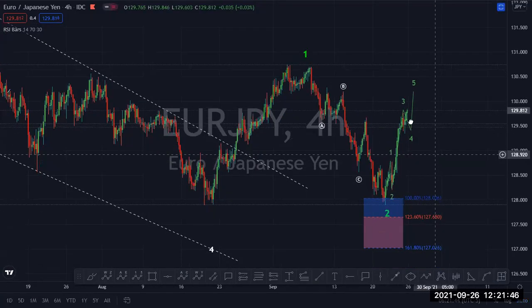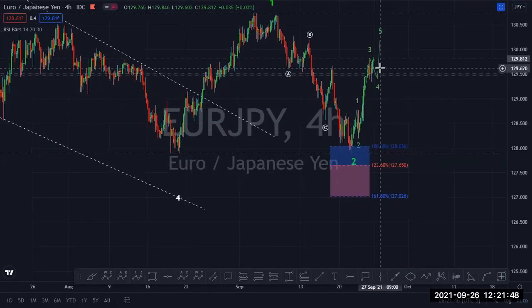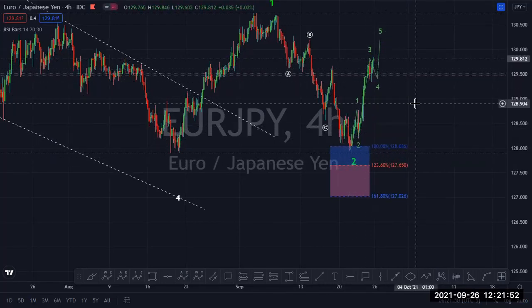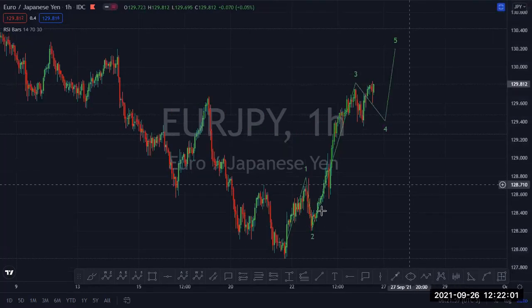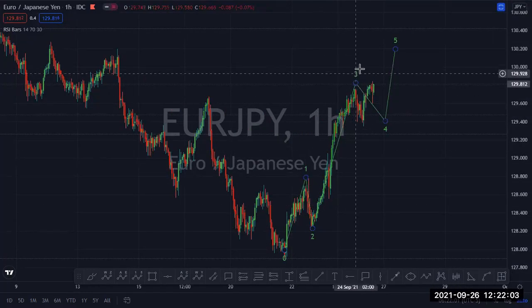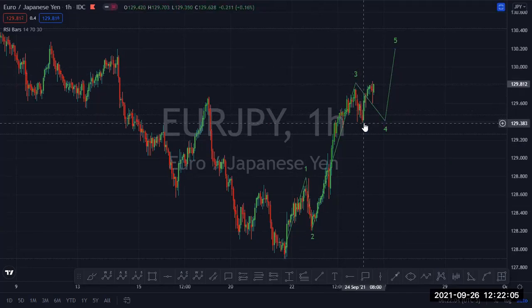So coming down to 4 hours, you can see we are trying to get 5 waves, 1, 2, 3, 4, 5. I think is it clearer on 1 hour? Let's go straight to 1 hour so that we look for when to join the buyers. You can see 1, 2, 3. So now this can be wave 4.